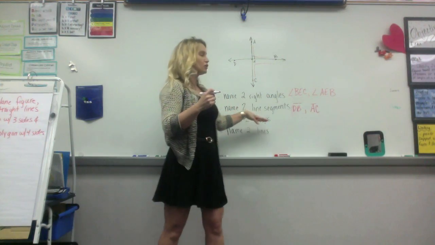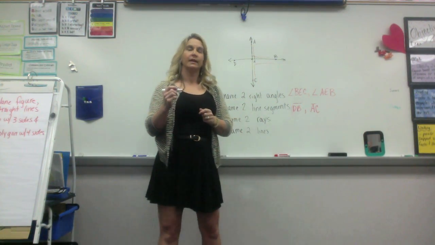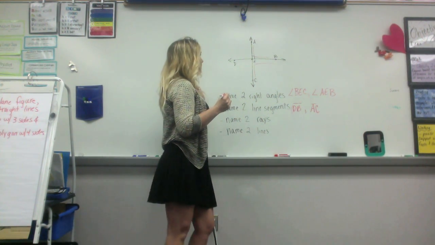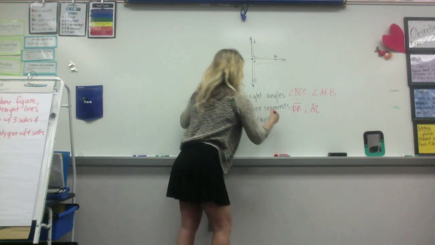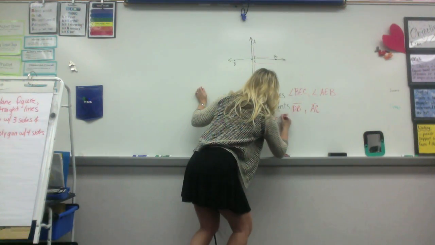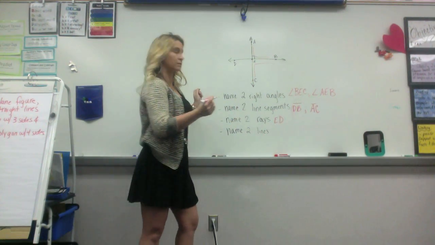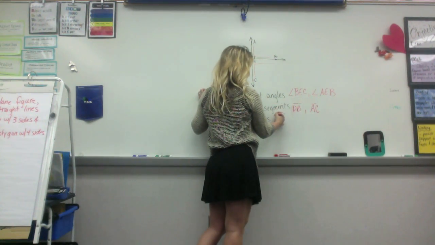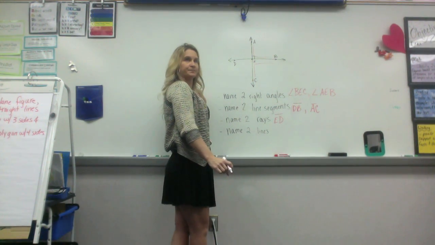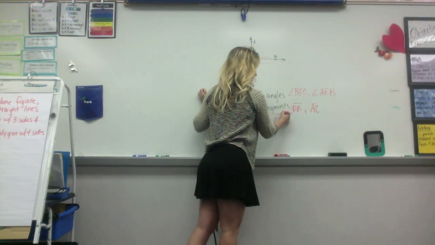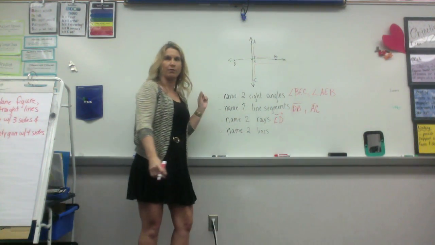All right, name two rays. Ethan. Ray ED. Ethan, tell me what I'm going to put on the top to show that it's a ray. A line on top. Now what do I do? At the far right, you have to put an arrow. On the right side, we put an arrow.